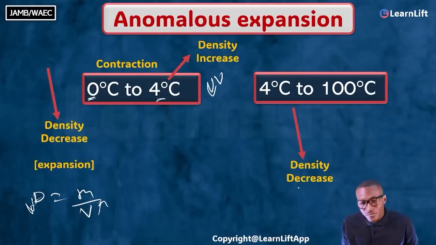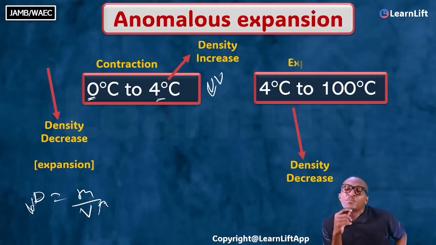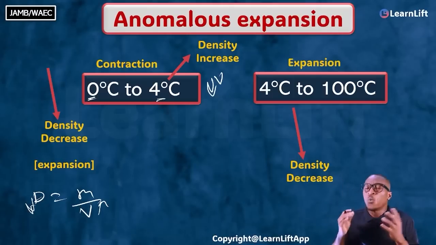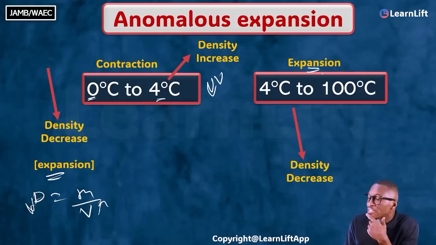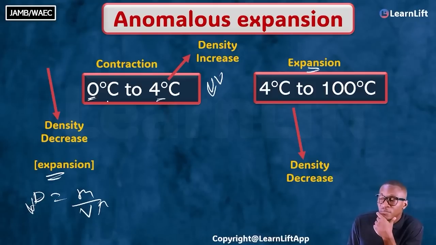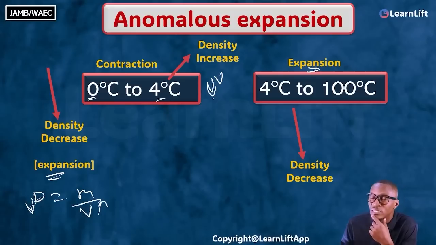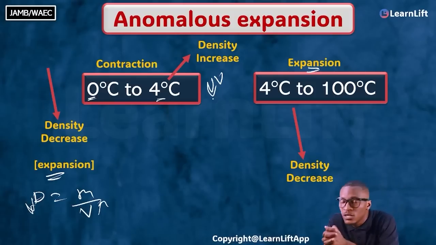This is expansion. Are you seeing that? Because if density decreases, volume will increase. So this point is what we call what? Expansion. So water misbehaves. At this point, it is expansion. Before 0 degrees, it is expansion. After 4 degrees, it is expansion. This point where it misbehaves is called the anomalous what? Expansion.